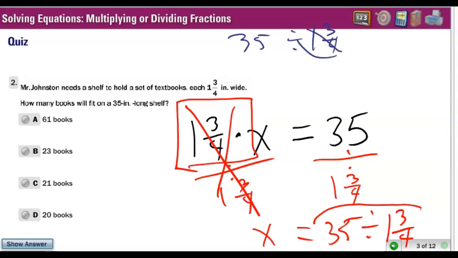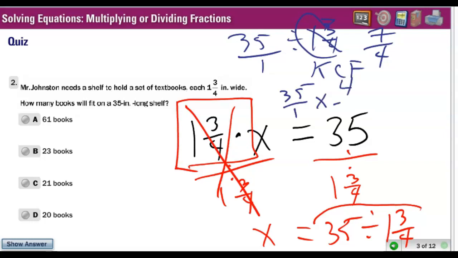I know 1 3/4, circle it, is the same as 7/4. You should remember that 35 is the same as 35 over 1. We keep, change, flip. It's going to be 35 over 1 times 4 over 7. Okay, and then we multiply. We just multiply across, and when you multiply across, you get 140. And when you multiply 1 and 7, you get 7, and 140 divided by 7 is equal to 20.